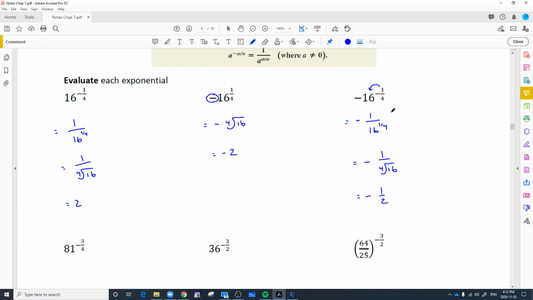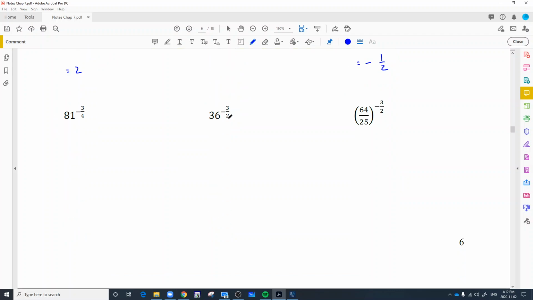So it's the same question 3 times, just changing where the negative signs go and seeing how that affects your result. So give these 3 a go, unpause the video, and then we can go through the answers.